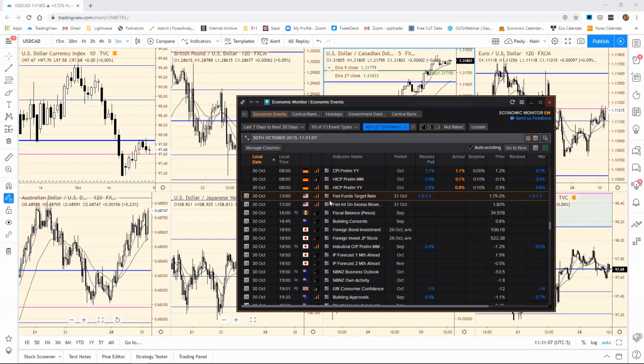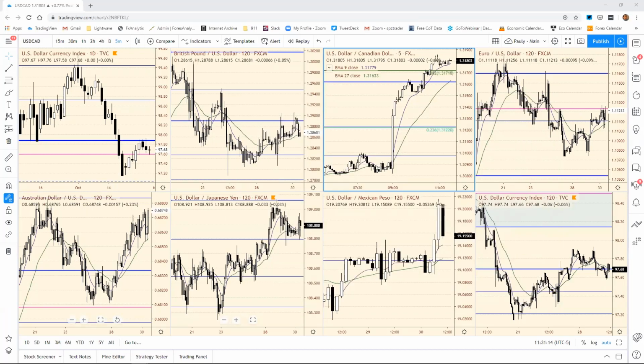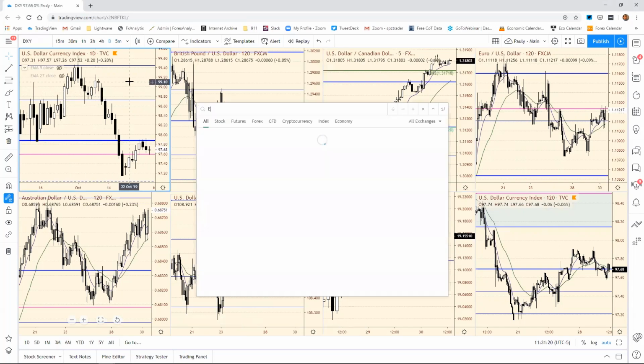So if someone happens to look at the screen like, what the heck happened? We don't want to catch anybody with their pants down, so bear with us. Let's go and move this here. We've already seen a pretty decent little move here with the euro. Let's go and move into that.